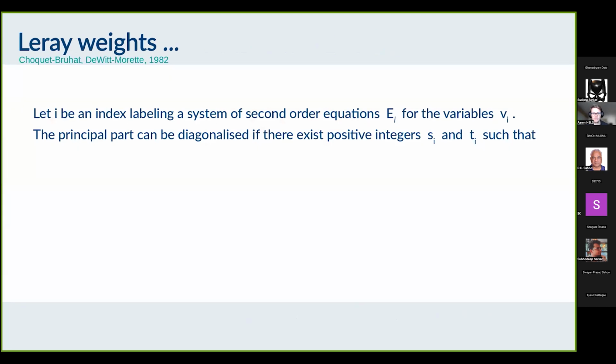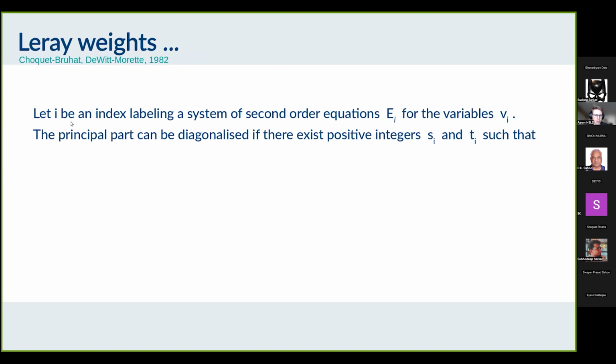All right. So the mathematical theorem that we will be using, and in fact already Choquet-Bruhat used, is very nicely introduced in this textbook of her and DeWitt-Morette. And it's a theorem by Leray, and it talks about Leray weights. So what we will do is we will take the system of partial differential equations, which I will call E, and respective variables V. So we use second order equations, and we use the same number of equations and the same number of variables, and we label them by an I.